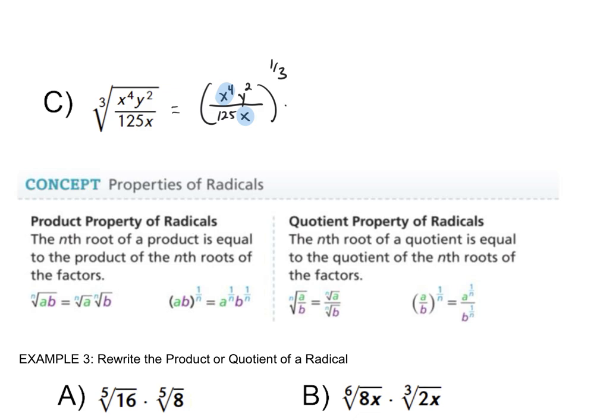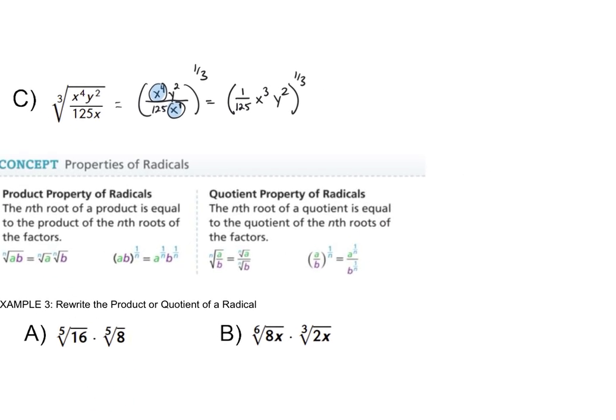I can simplify x to the 4th divided by x. We have a rule that when you divide powers, you can subtract the exponents. So in the parentheses, I actually have 1 over 125, the x to the 4th over x. 4 minus 1 is x to the 3rd, and then I still have a y squared to the 1/3 power.